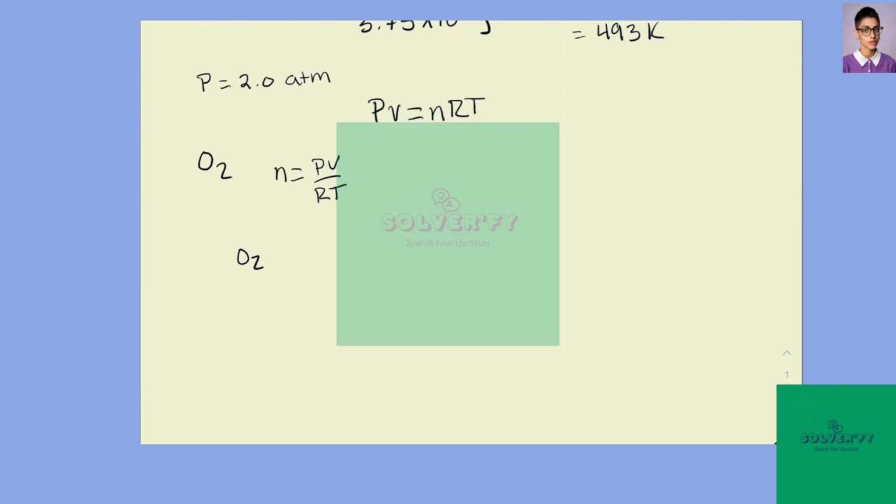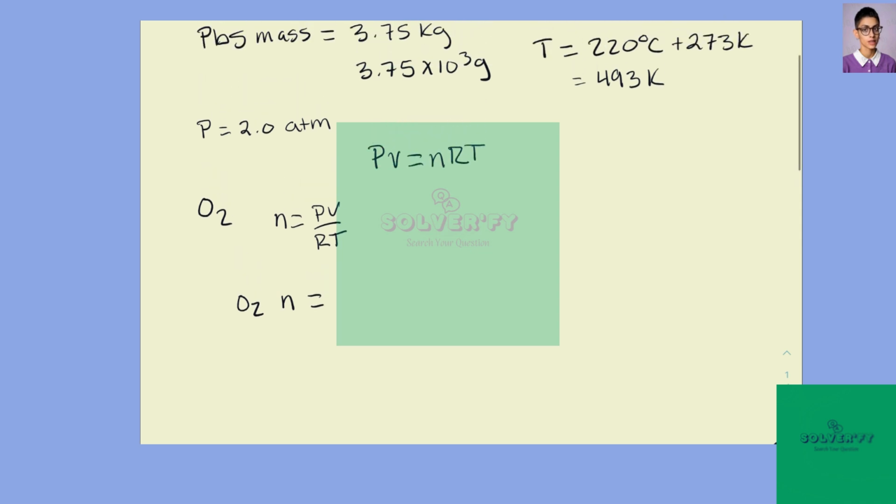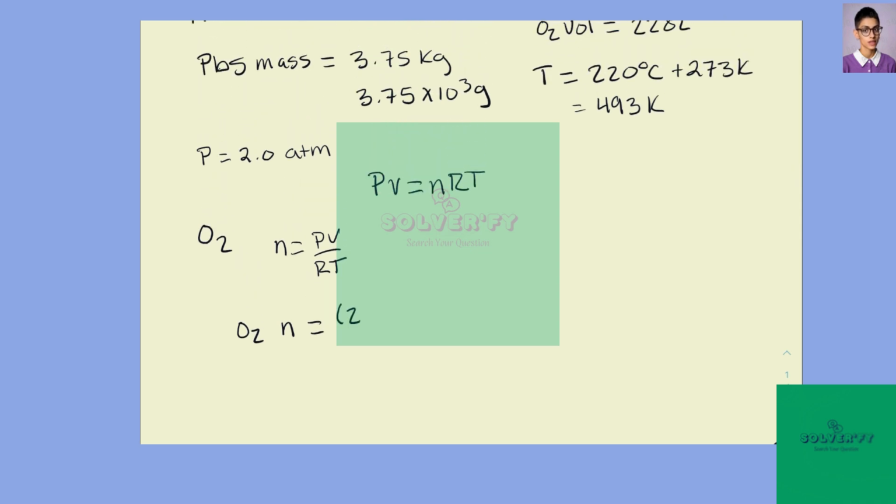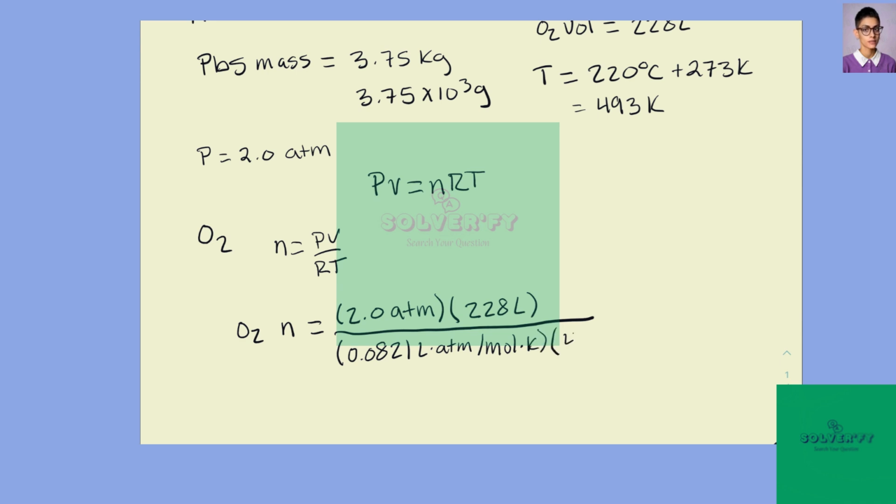So our number of moles for O2 is going to be equal to our pressure, which is 2.0 atmospheres, times the volume of O2, which is 228 liters. And we're going to divide this by our R value, which is 0.0821 liters atmosphere per mole Kelvin, and then times our temperature, which is 493 Kelvin. Alright, so when we calculate the moles out, it's going to be 11.26 moles of O2.